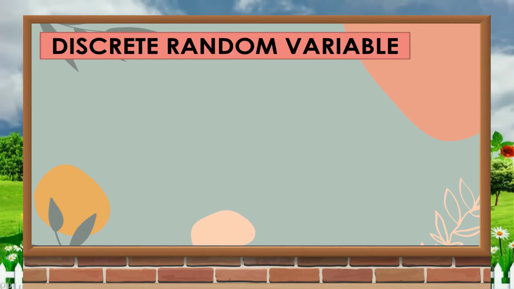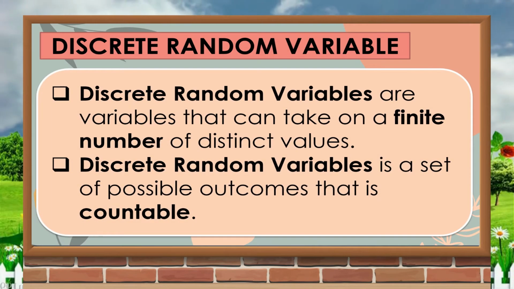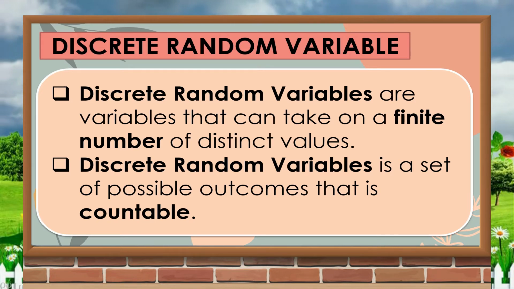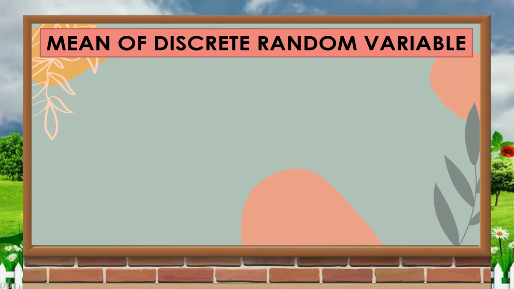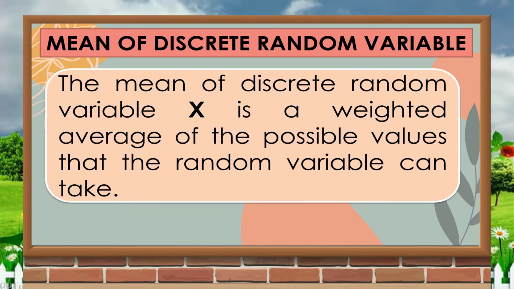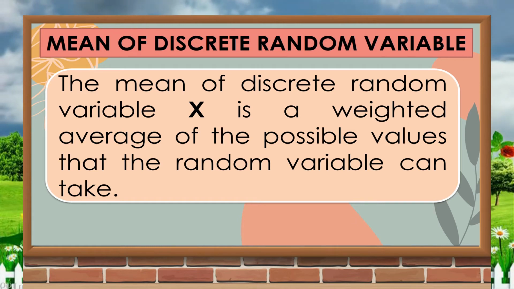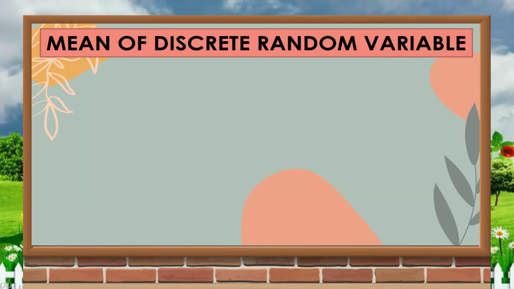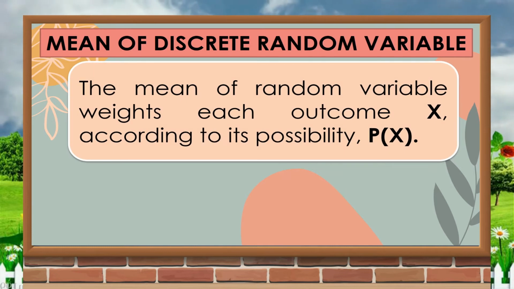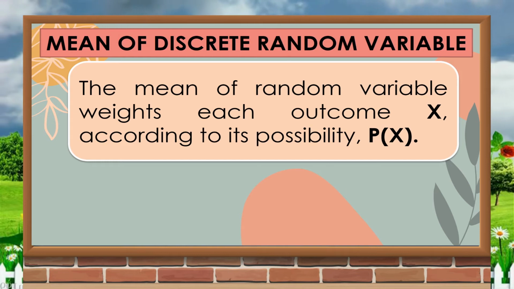So let us recall. Discrete random variables are variables that can take on a finite number of distinct values. Discrete random variables is a set of possible outcomes that is countable. The mean of a discrete random variable x is a weighted average of the possible values that the random variable can take. The mean of random variable x weights each outcome x according to its probability p of x.